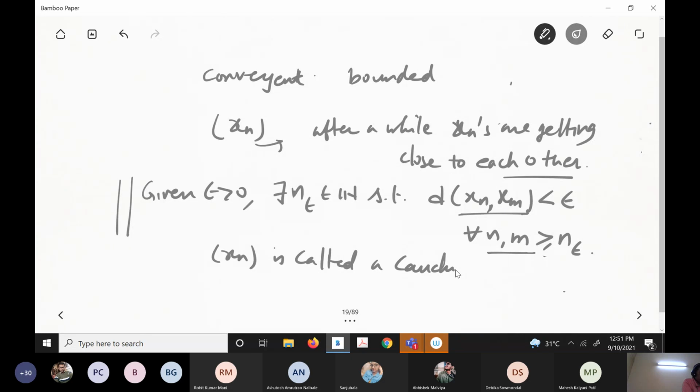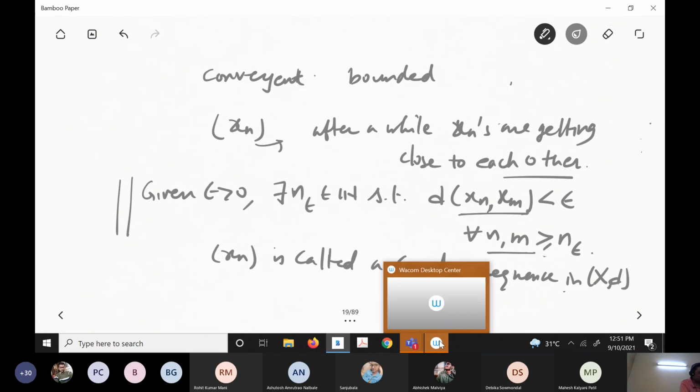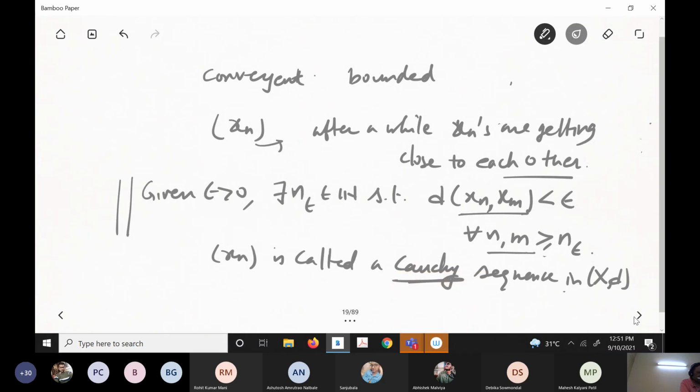You can look up the history of Augustin Cauchy on the net. Cauchy as a person was not a very good person. He was very arrogant, and he was particularly rude towards younger mathematicians. We will talk about Cauchy all the time, and Cauchy sequences will come up, so that it is called a Cauchy sequence.